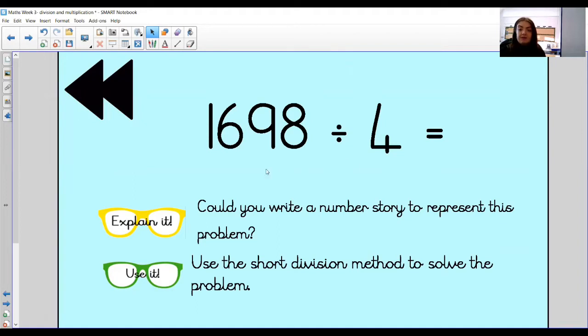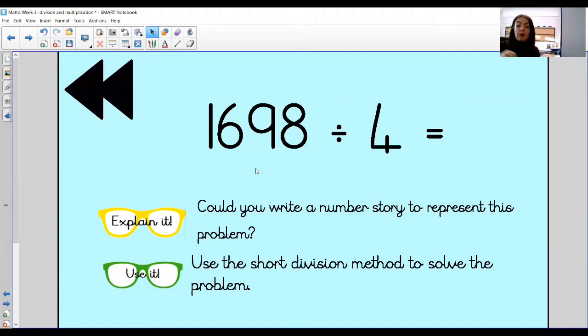So you see what my number story is there. I've got 1,698 shells. I want to store them in jars that hold 4 shells at a time. How many jars do I need? So there, am I sharing or am I grouping? I know that there are 4 in each jar, but I don't know how many lots of them I need. So I'm grouping them into 4s to see how many jars I will need. So just have a think about your number story. Is your number story grouping or is it sharing? Just a little extra challenge for you there.